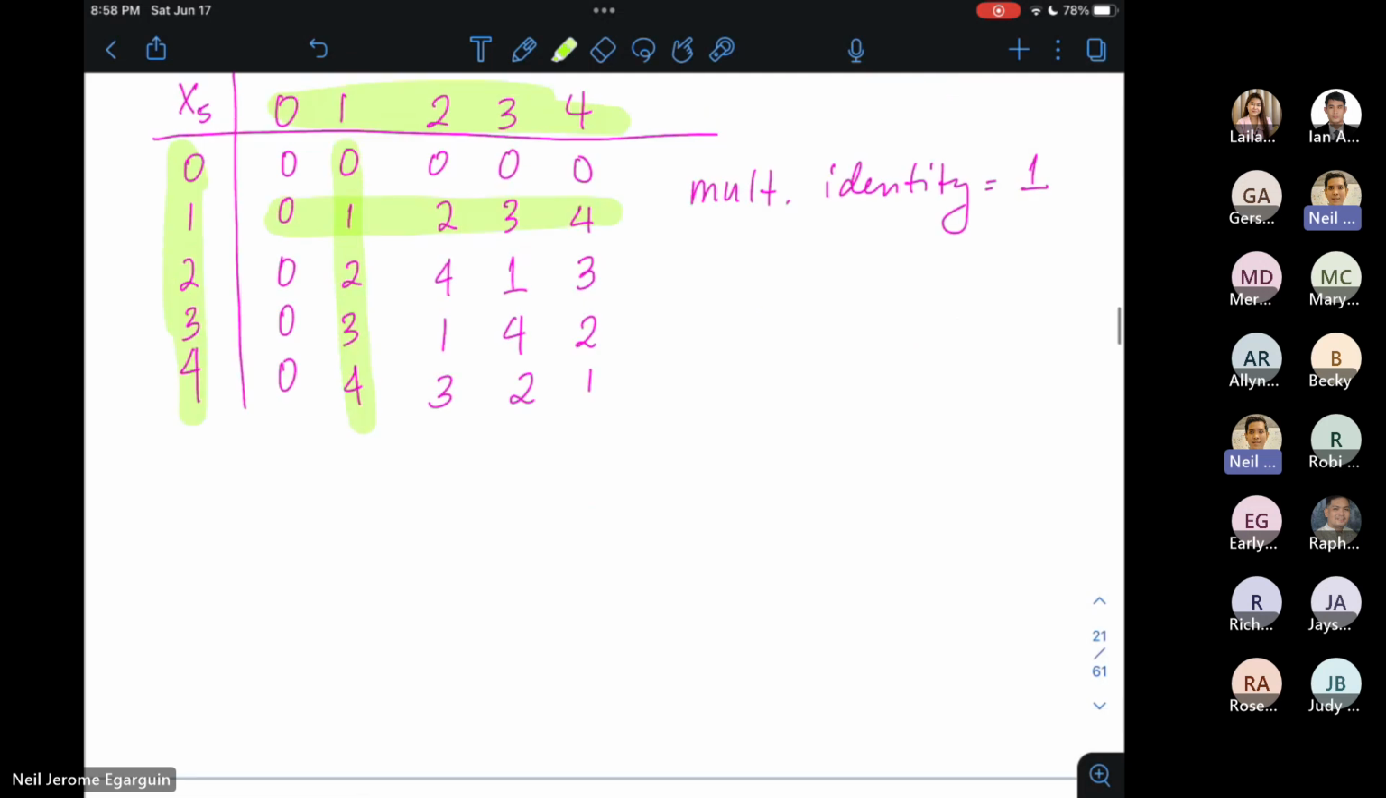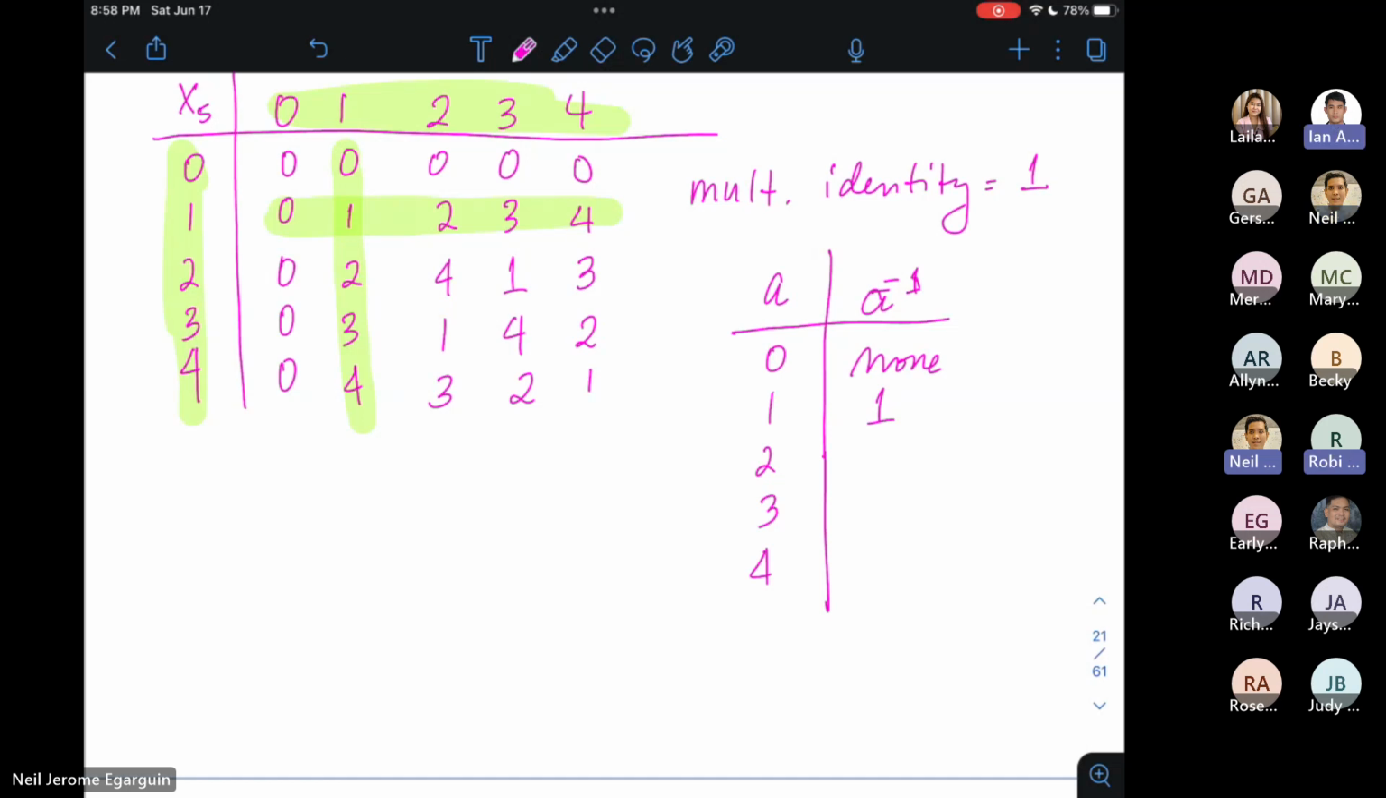Now, gawa tayo ng table sa inverse. A, saka A to the negative 1. 0, 1, 2, 3, 4. Ano ang reciprocal ni 0? None. What is 0 inverse? None. Okay. Inverse ni 1? 1. Ano ang 1 over 2? Or the multiplicative inverse of 2? 3. Kasi ang 2 times 3 ay 1, right? 2 times 3 ay equal kay 1. That makes 3 the inverse of 2.